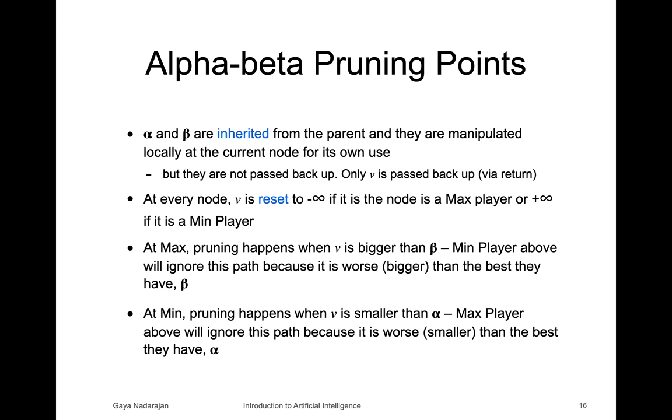And if you're at a min node, pruning happens when V is smaller than alpha. What that means is the max player above the min will ignore this path because this V value is worse, or smaller than the best that they have so far, which is alpha. So the alpha that they have is bigger than the option that you have right now. And this is basically the holy grail of it.